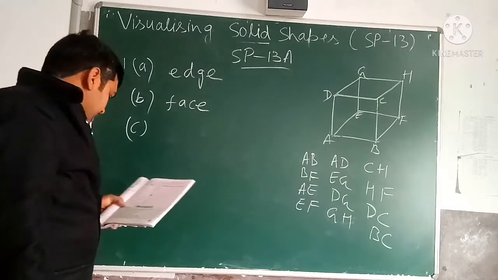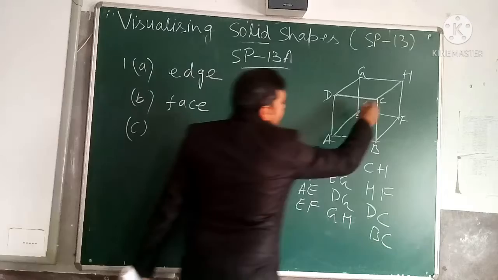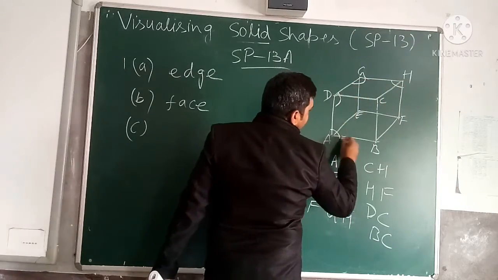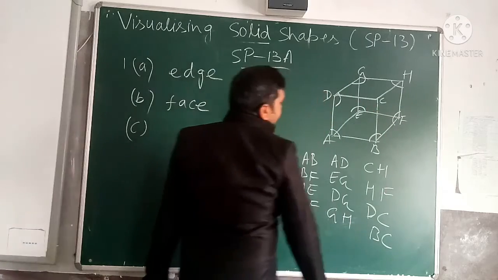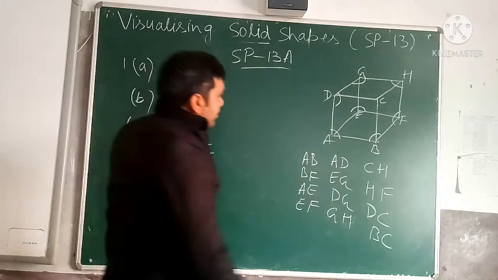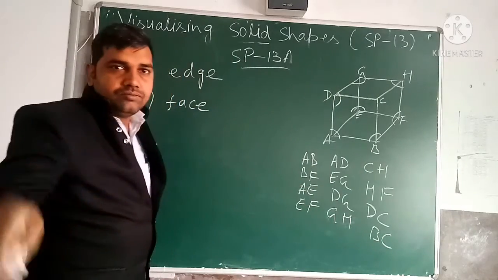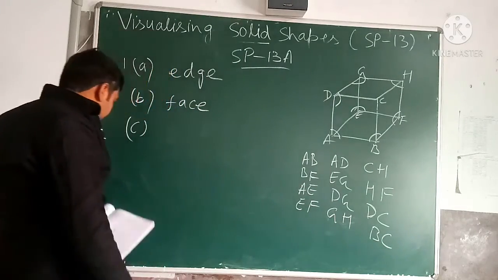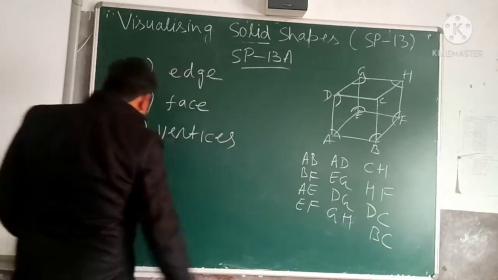Now see. The corners of solid shapes are called its vertices. All these corners of the solid shape are called vertices. You get 8 vertices, 8 corners. You can see, you will find these 8 corners: 4 corners at the floor and 4 corners at the ceiling. That is a total of 8 corners. That is called the vertices. What do you write? Vertices.